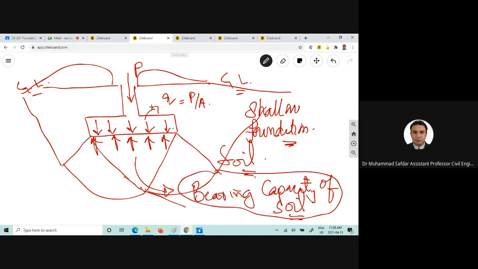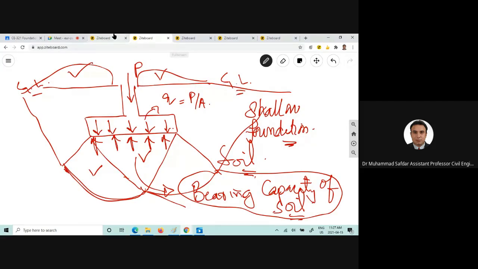So the zones are not important, but the main thing is that we will have a failure wedge, the rigid wedge here, and the slip surface will be created beneath the foundation, and also we will experience this heaving phenomenon if the soil is stiff.